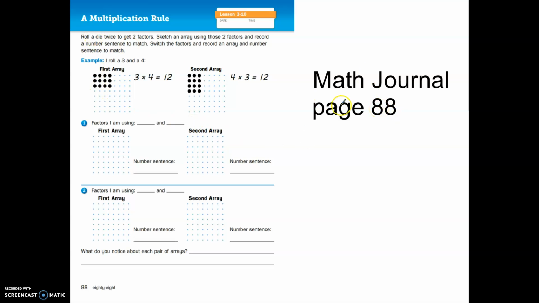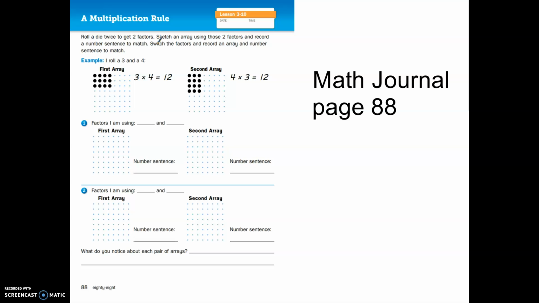Okay, let's try that again on Math Journal page 88. So you can get that out, pause the video, get it out, and then come back. And you have a dice in your toolkit, so you want to get that dice out too. And here's what you do. It's pretty simple. It's kind of fun. You're going to sketch an array using 2 factors and record a number sentence to match. So you've got your dice, roll it once, maybe you get the 3. Roll it the second time, maybe you get the 4.